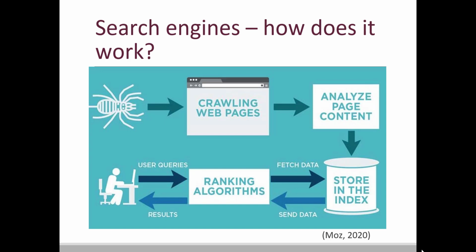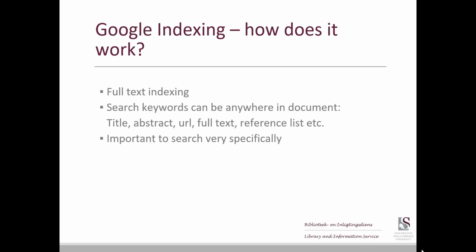So if you talk about Google indexing, you can see from the previous slide that Google tries to get as much information as possible into its index. So it will search through all the text it can using the keywords that you've given it. And these keywords can be found anywhere on the website, anywhere in the document. So it could be in the URL, it could be in the reference list, etc. This means that irrelevant search results can come back, so it's important to search very specifically. Use the usual search tips that we speak about as faculty librarians in Google, such as pulling out your keywords, combining them with operators, and then you'll be able to make sure that you search specifically and get relevant information.